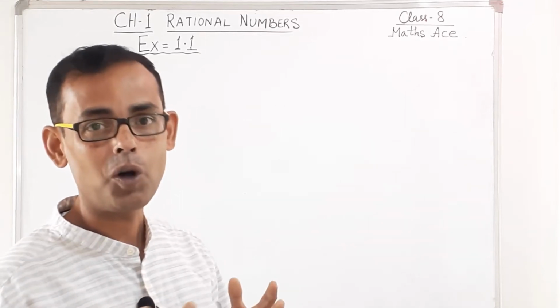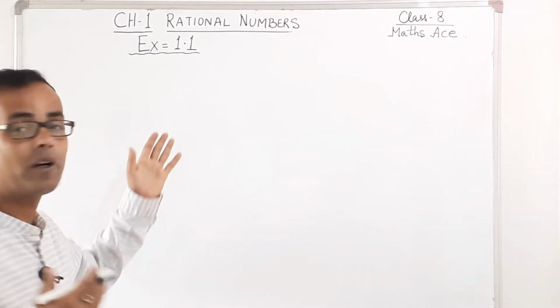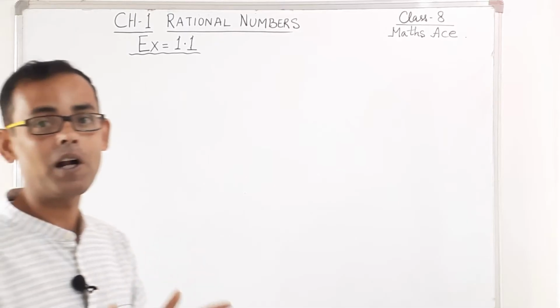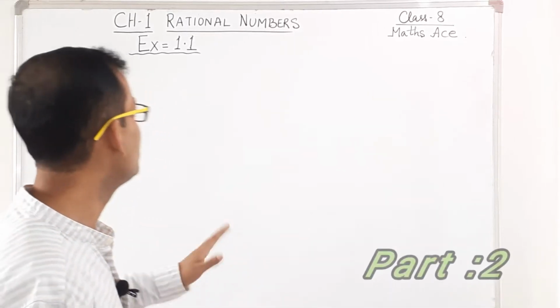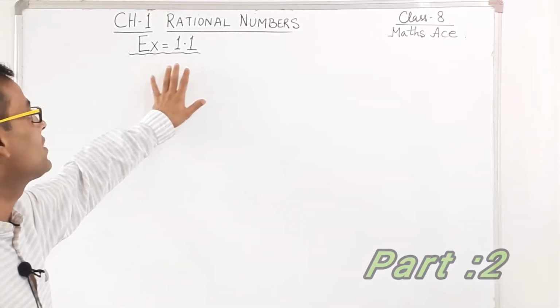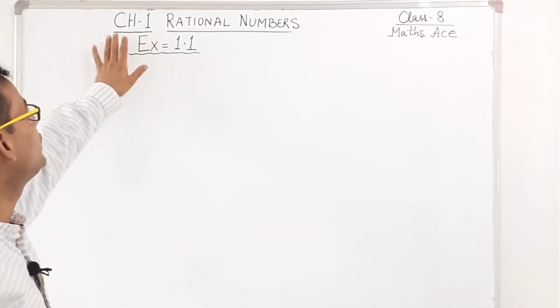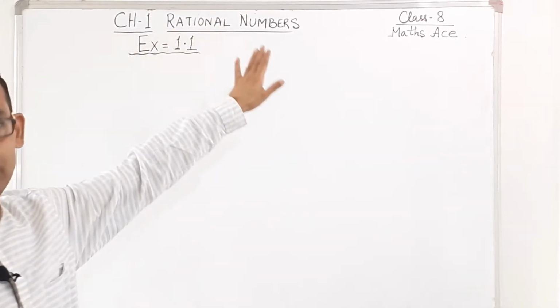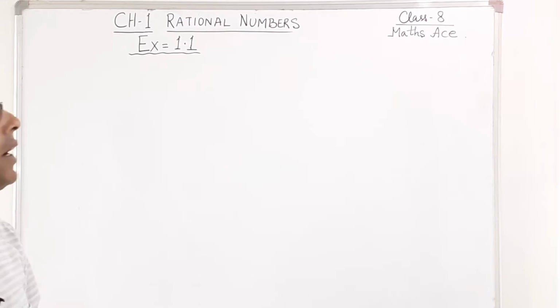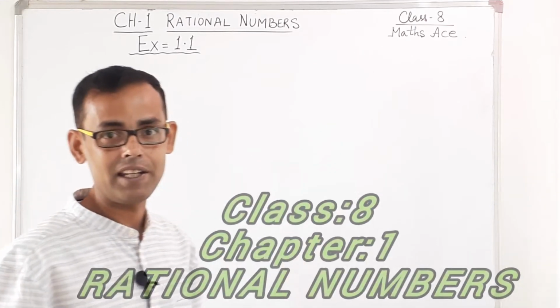Since I have already told you that today's part is part 2. In this part 2, we are going to solve exercise 1.1 of chapter 1, rational numbers. And this class is meant for class 8 maths.